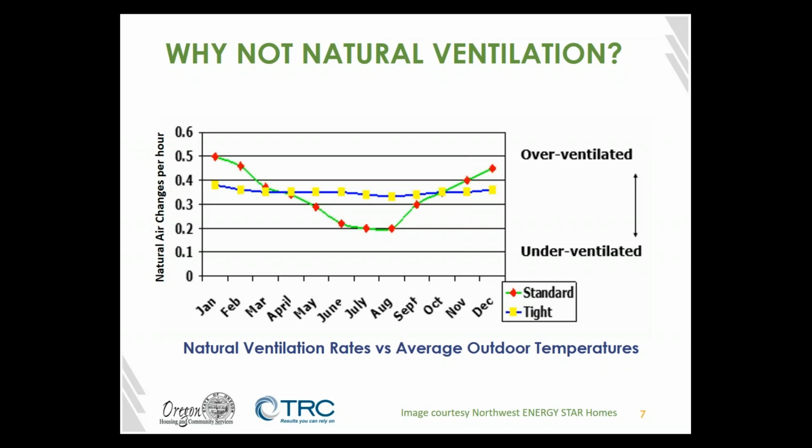And then with a tight home, it's kind of staying right in the middle there. And this chart is a nice example of how it can change in a season, but this can also change in the middle of a day. If it's 65 degrees out and there is no wind, a naturally ventilated building is not ventilating. It's just sitting, and that stale air is sitting indoors. And that causes health problems, and that causes production problems in a commercial building, and that's what we're trying to solve.